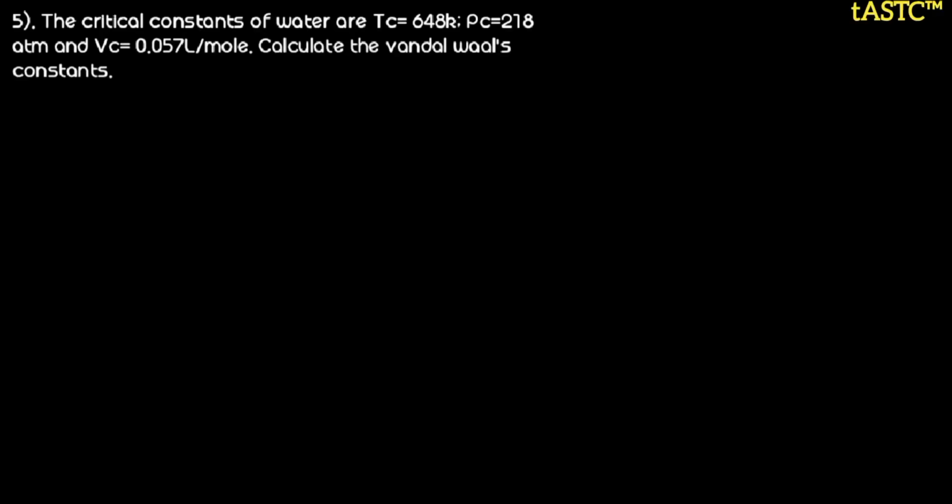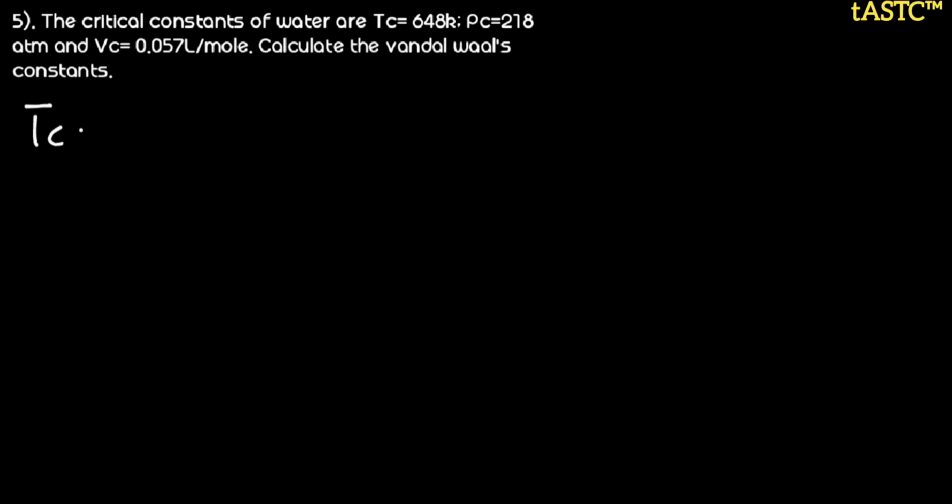The critical constants of water are Tc equal to 648 Kelvin, Pc is equal to 218 atm, and Vc is equal to 0.057 liter per mole. So we need to calculate the van der Waals constants from these parameters.